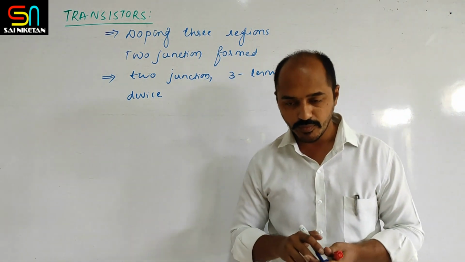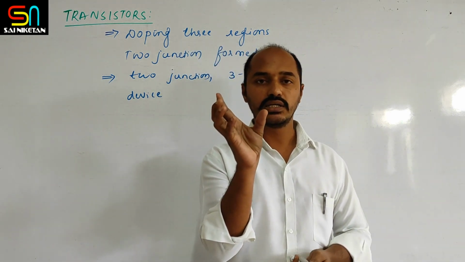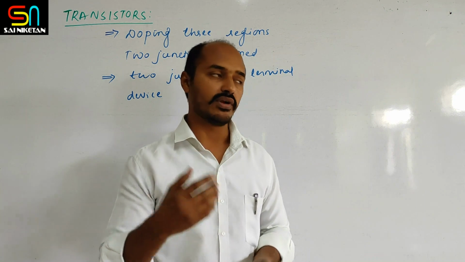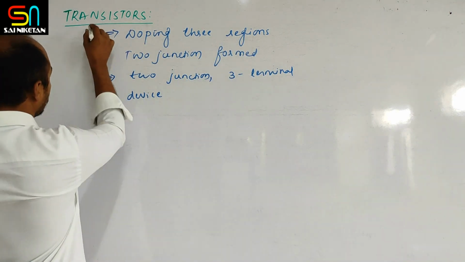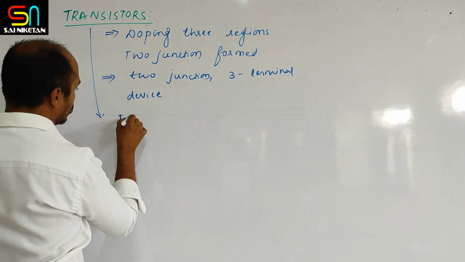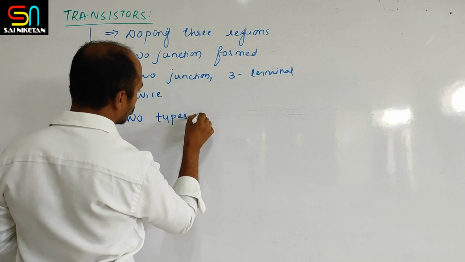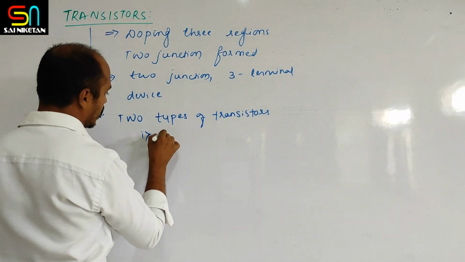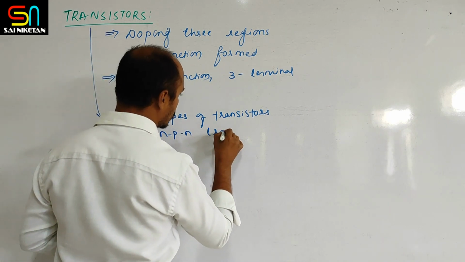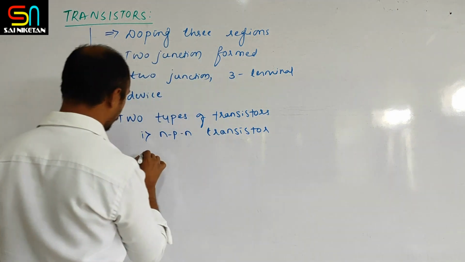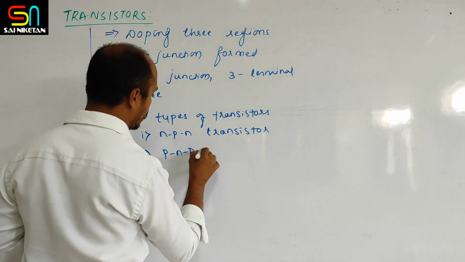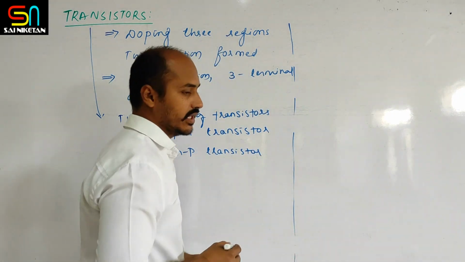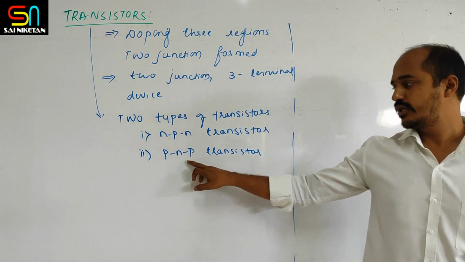As we know, we can dope one part with N-type semiconductor, with pentavalent impurities, or trivalent impurities. Likewise, we can categorize these semiconductors. There are two types of transistors. Those two types are the NPN transistor and the PNP transistor. These are the two types of transistors we find in our day-to-day life.